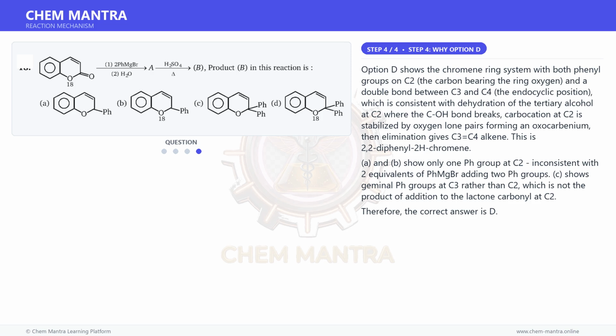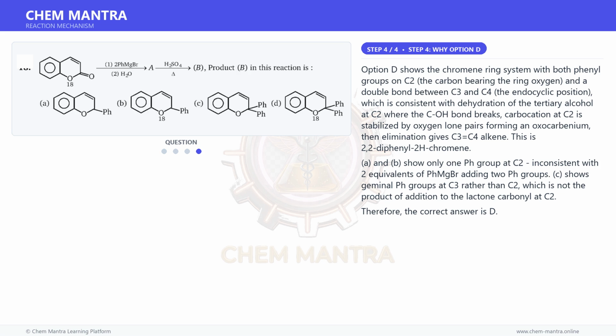And for the final step, option D shows the chromene ring system with both phenyl groups on C2, the carbon bearing the ring oxygen, and a double bond between C3 and C4, the endocyclic position, which is consistent with dehydration of the tertiary alcohol at C2 where the C-O bond breaks. The carbocation at C2 is stabilized by oxygen lone pairs forming an oxocarbenium, then elimination gives the C3=C4 alkene. This is 2,2-diphenyl 2H-chromene.